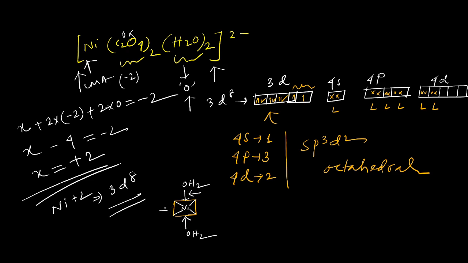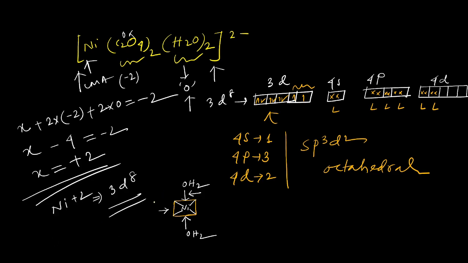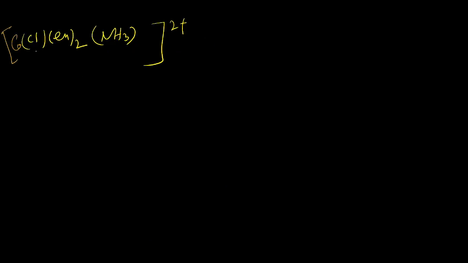This square plane contains the central metal atom nickel, and at the four corners of the square plane the two oxalato ligands are attached. This is oxalato, so oxalato is attached with the four corners of the square plane. Overall charge is -2. So this is the octahedral geometry or shape of this complex compound. Next example is this one.